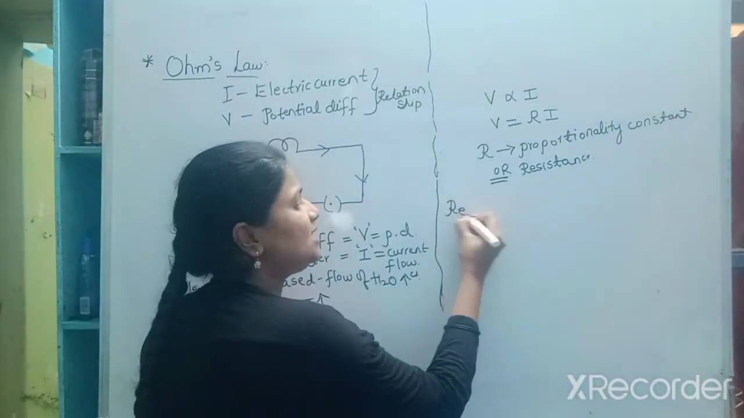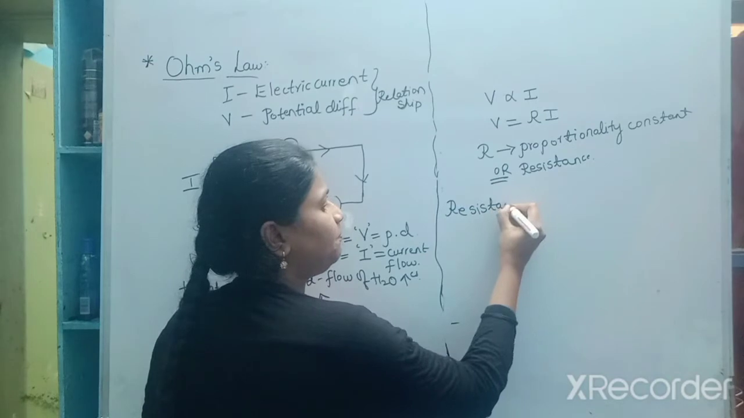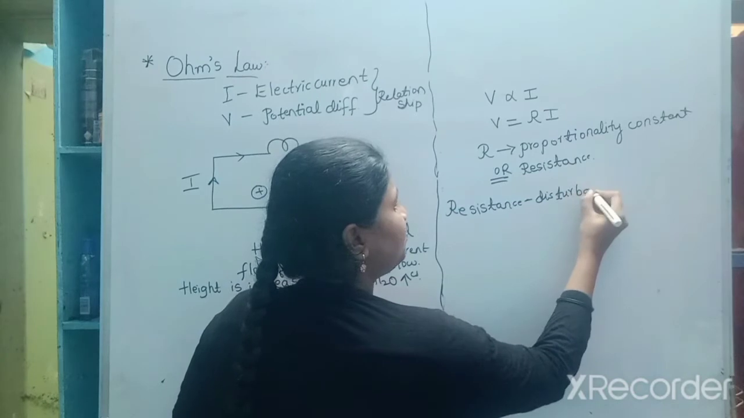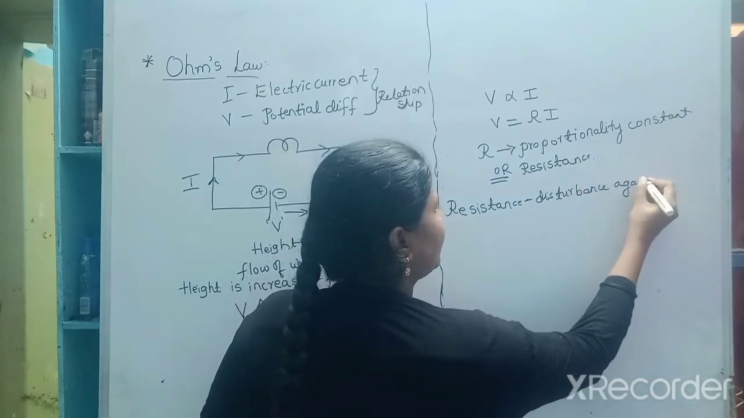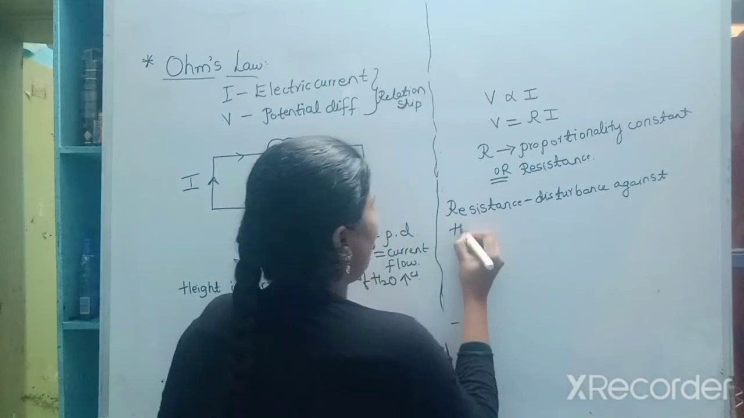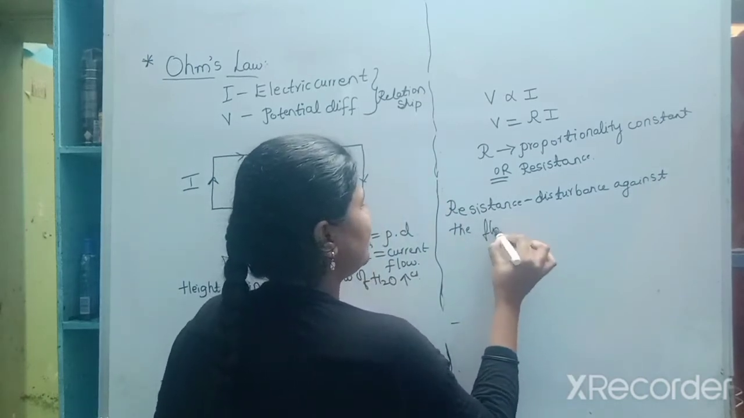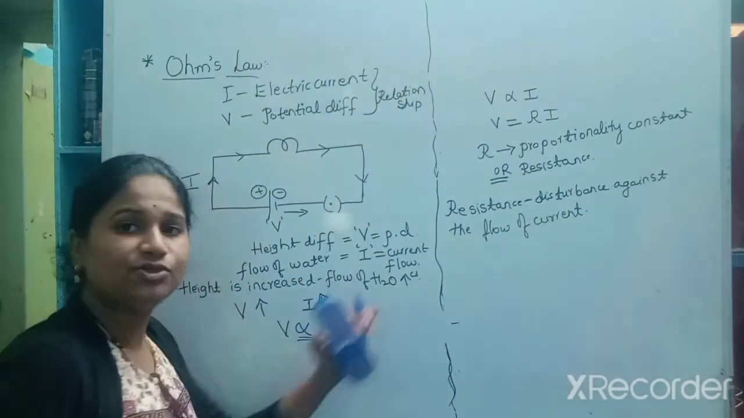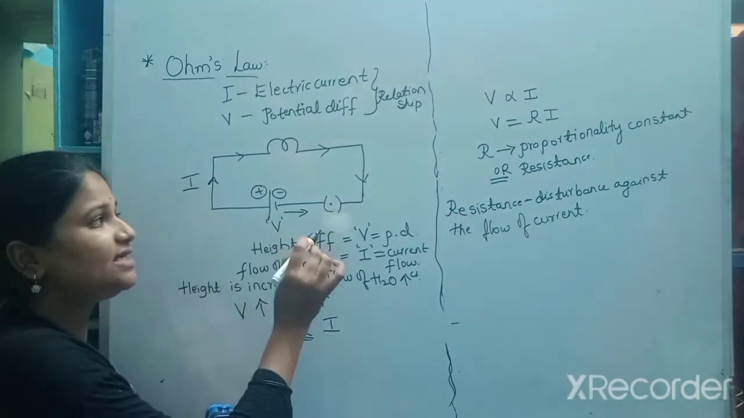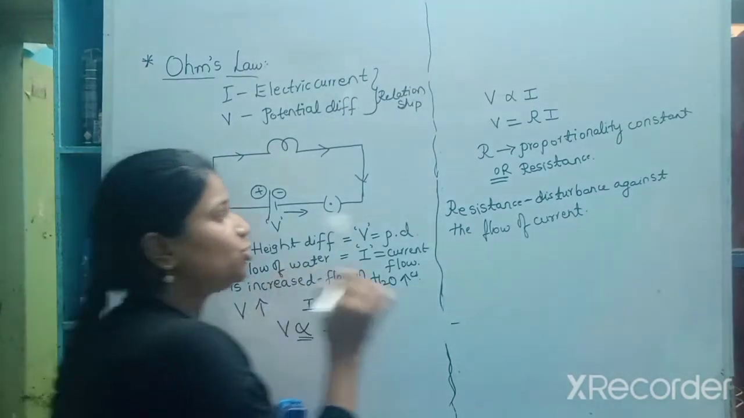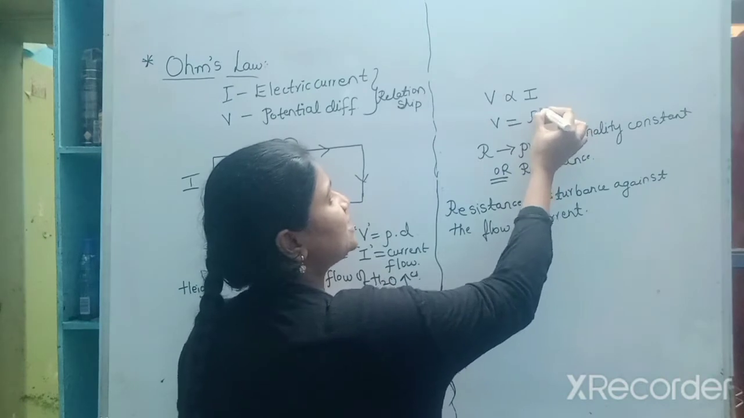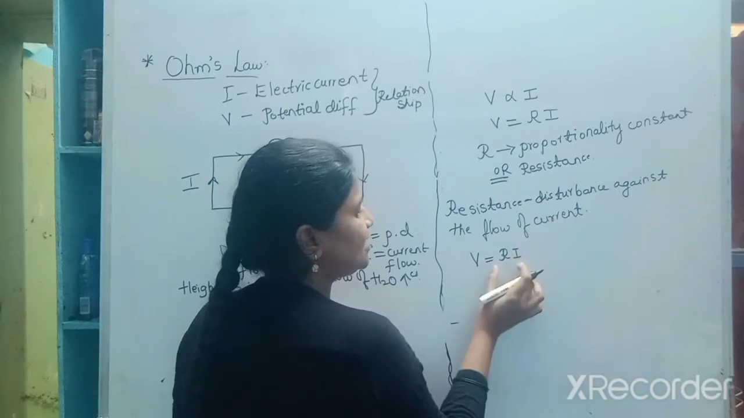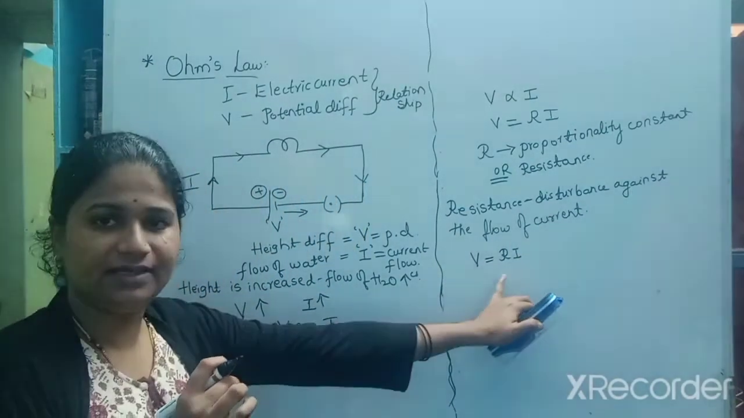So what is resistance? It is the obstruction or disturbance against the flow of current. Disturbance against the flow of current. Okay, so this is resistance. V is equal to R into I. So when we consider V is equal to R into I, that is resistance and current.